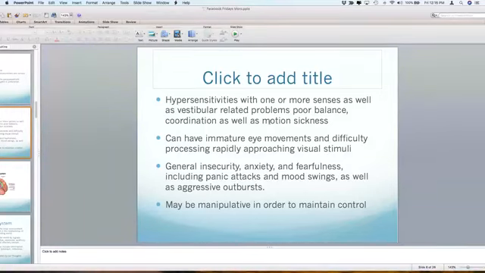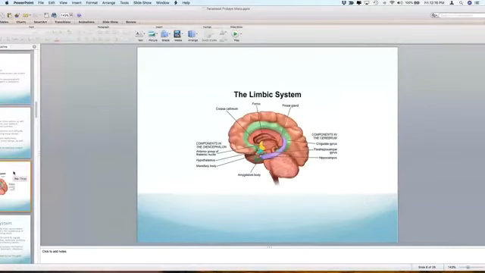They have general insecurity or anxiety, fearfulness, including panic attacks and mood swings, as well as aggressive outbursts. This is an interesting one. They may be manipulative in order to maintain control. Kids and adults who have active Moro need to be in control, okay? And I'm saying this from some experience, but I didn't realize this until more recently in my life, but you can spot the kids who have to dominate the conversation, have to dominate the situation. I'm pretty certain that they have an active Moro.